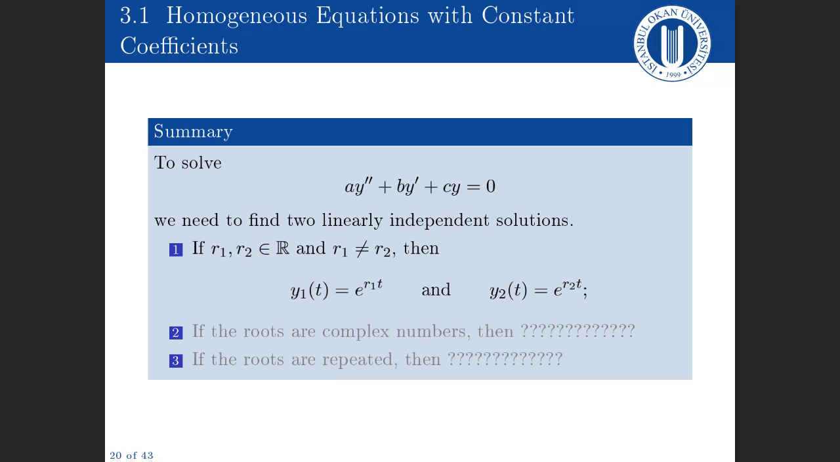So let's just summarize the theory here. To solve ay double prime plus by prime plus cy is equal to 0, we need to find two linearly independent solutions. So what we do is we write down the characteristic equation and we find the roots of the characteristic equation. Case one, if the roots are two different real numbers, then the two functions that we want are e to the power r1 t and e to the power r2 t. The general solution is then a linear combination of these two functions.